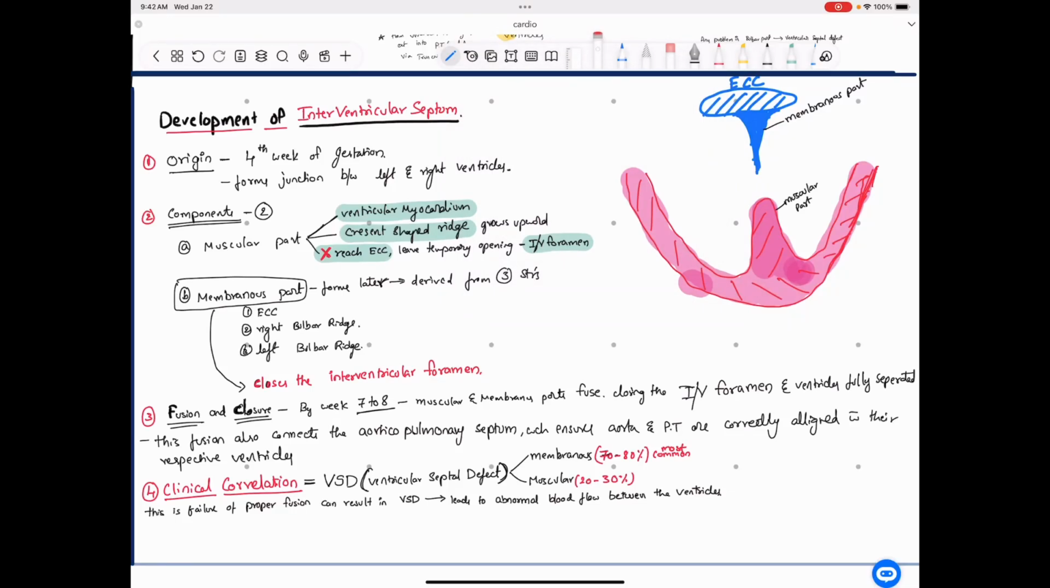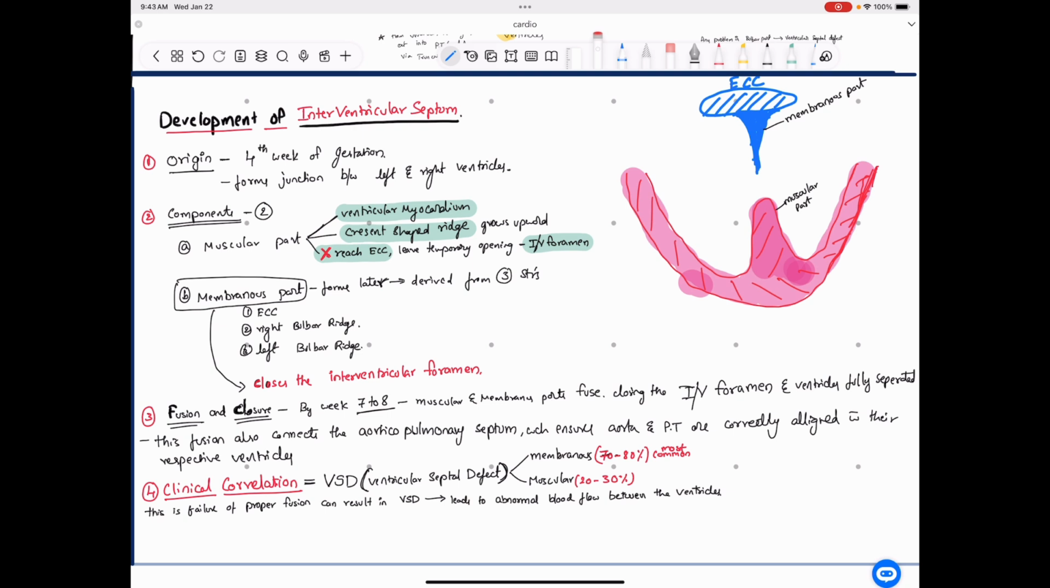Hello guys, welcome back. So today's topic is development of the interventricular septum. Let's try to make it concise, easy and understandable. Okay, so let's start with the origin of the interventricular septum.